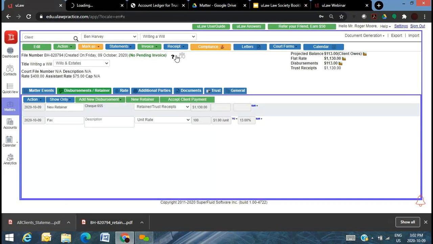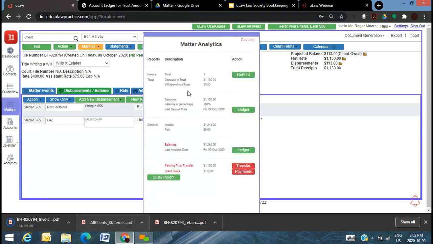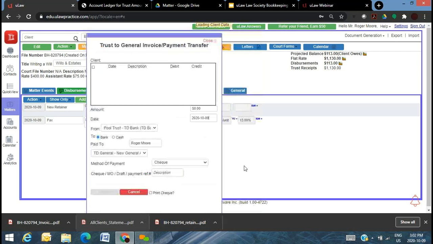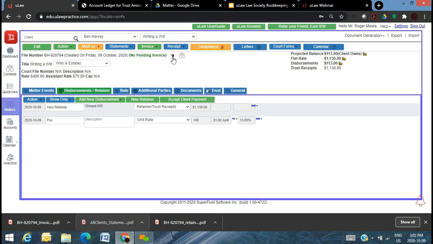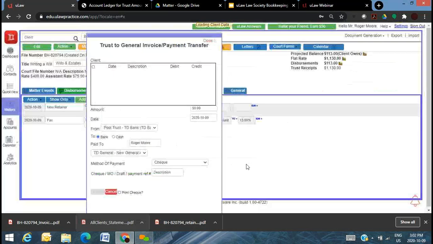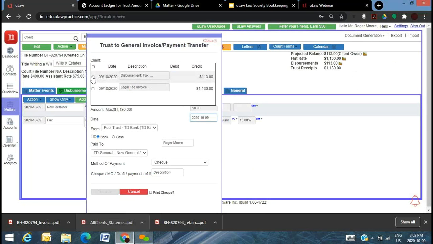And of course, in this case, you have the opportunity to do the trust transfer, because that's the eligible amount that you've earned. And then you've got an outstanding $130 for which you have to follow up with the client. Okay, so the simpler thing would be to move the money from the trust to general, right? I'll go ahead and do this.